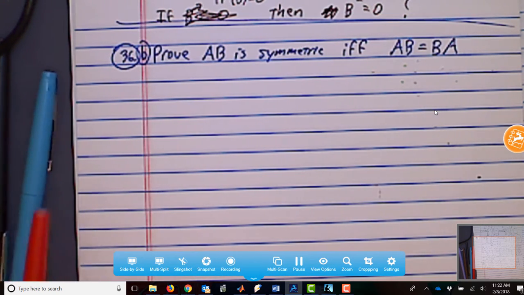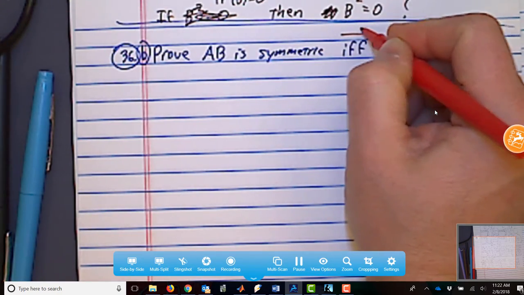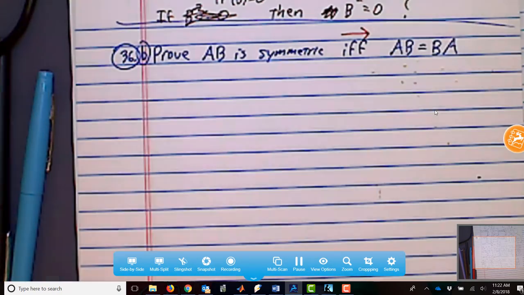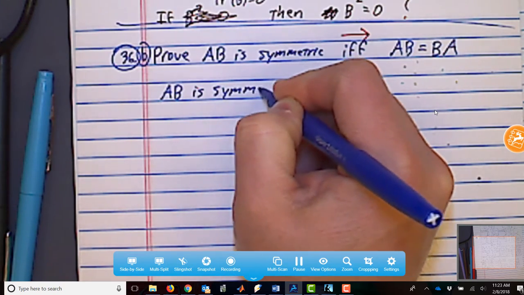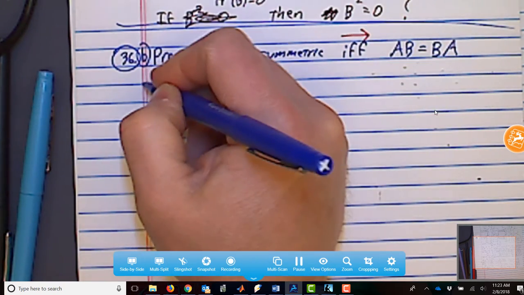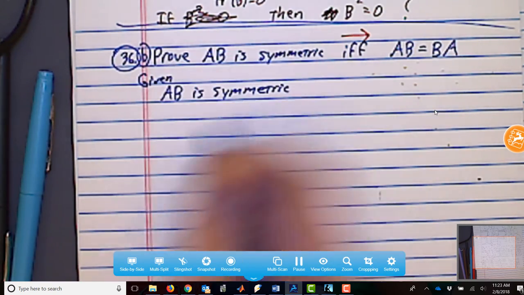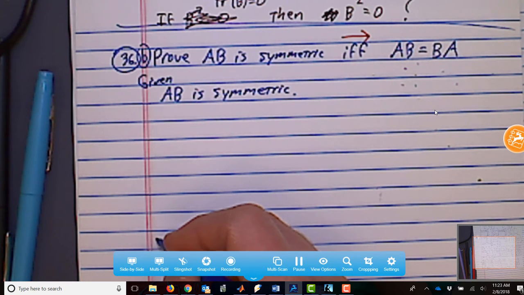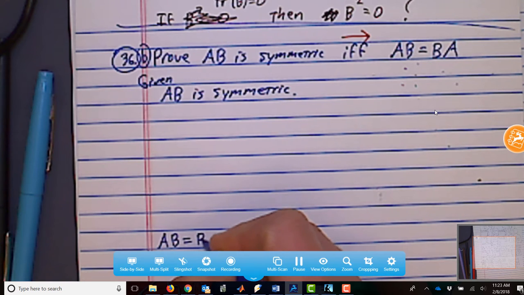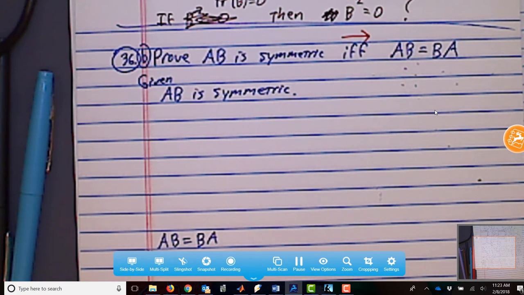So I'll tell you what. I'll do one direction. And then if you guys want to try the other direction, that's fine. So if I'm going to do this direction, I'm going to start off with AB is symmetric. So we are given that AB is symmetric. And of course, down at the bottom, I'm going to write AB equals BA. I hope I get that. So now it's time for the unpacking part. If you had trouble with this, write it down, and then I'll have you guys do the other direction.